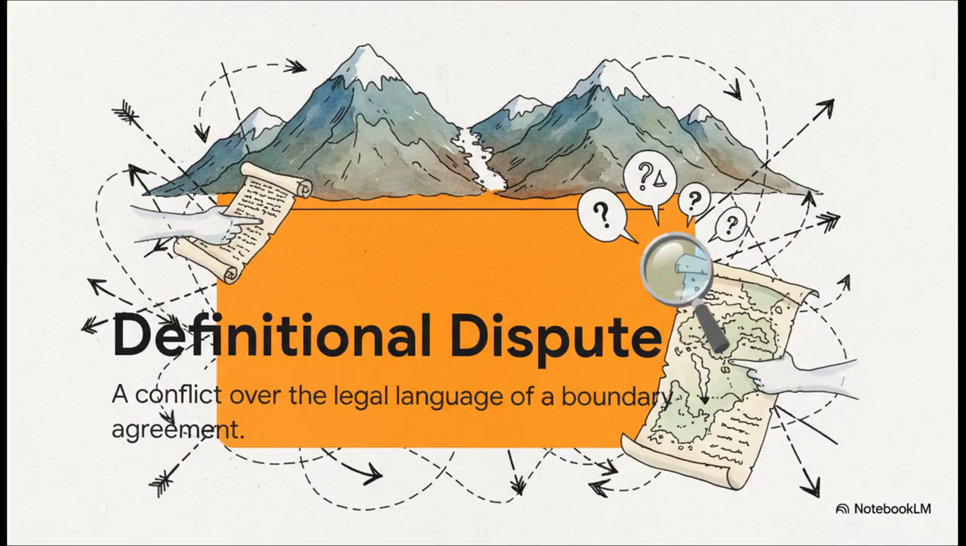The first type is a definitional dispute, and it kicks off right at step 1. This is when both countries have a treaty, but the language in it is super vague, or they just interpret it in completely different ways. We're talking about disputes where the placement of a single comma, or the meaning of some old-timey word from centuries ago, could mean the difference between who owns a strategic mountain pass. It's a fight over the fine print.